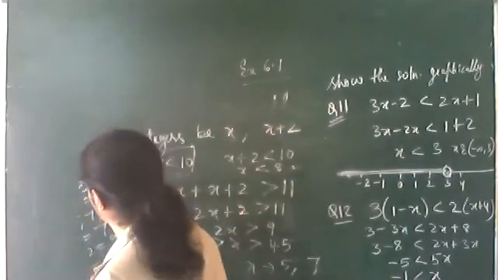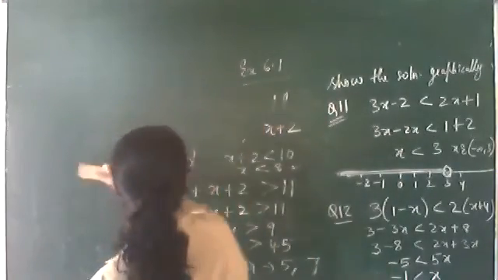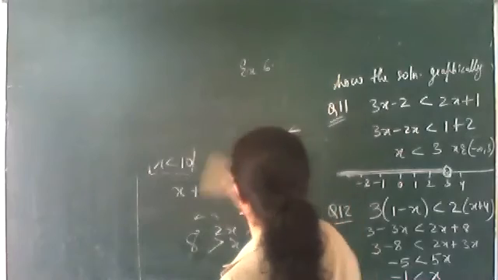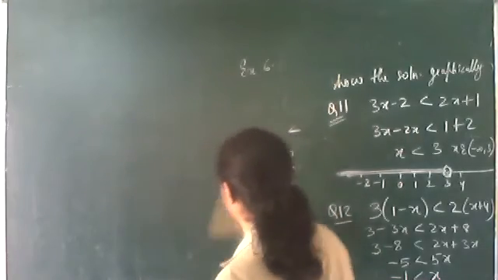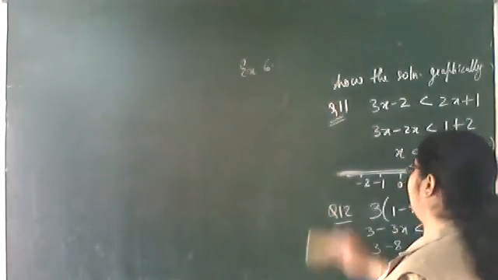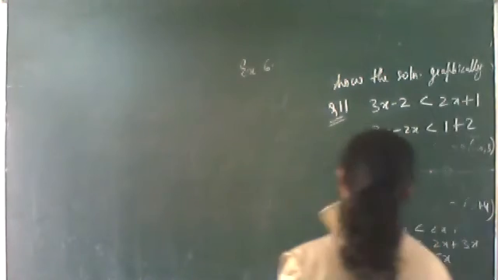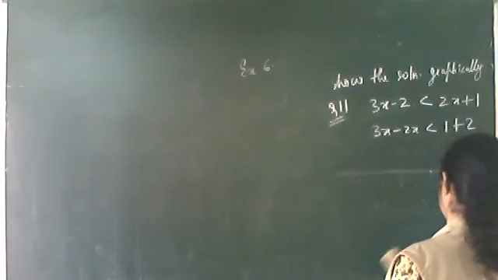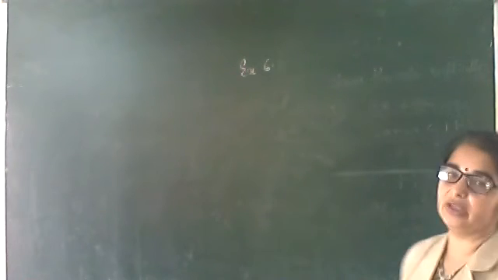Then come to the next exercise, that is 6.2. I will explain what it is all about. Here we were solving linear equations in one variable. Now we'll solve linear equations in two variables, and that too graphically.